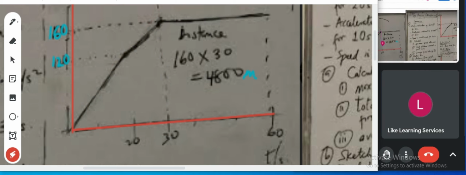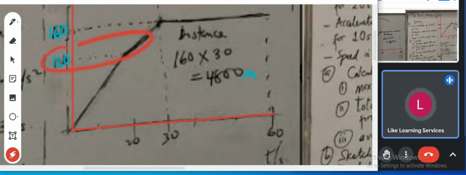Anyway, this is the first stage where it traveled with the initial acceleration of 6.0 meters per second squared. We found the final speed to be 120. The second stage is where it traveled with an acceleration of 4.0 meters per second squared, and we found the final speed to be 160.